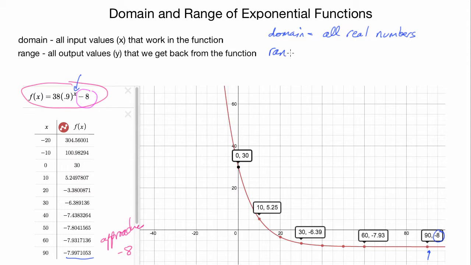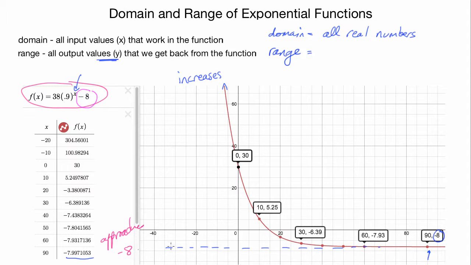So for the range, that's all the possible y values, right? So I'm very interested in the y-axis and what values I get back as I put in x values. So you can see I'm getting positive. It increases this way. So I can get as big as I want in my y values. And if I go towards negative x, I can keep getting bigger and bigger. We can see that in the table. I can see that in the graph. But when I go towards the right with my x values, my asymptote, my line, is right along here.